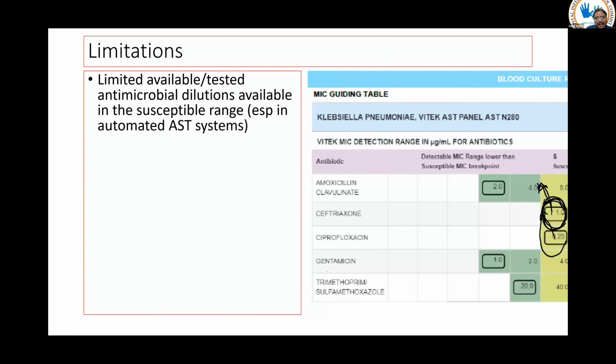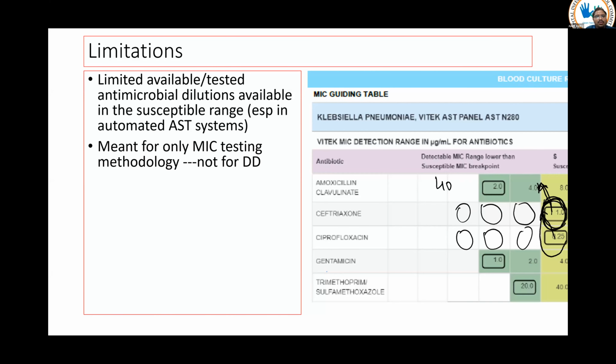In 405 this problem is not there. In subsequent panels, like in 405 and 406, they are going to increase the dilutions further. So this limiting susceptible dilutions problem is going to be sorted out a little. Same, it cannot be used for disk diffusion testing. The same other parameters must be considered. Site specific infections must be considered.